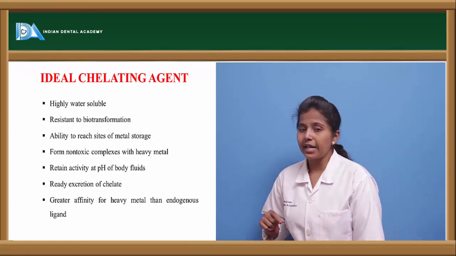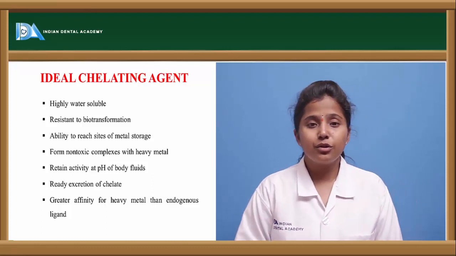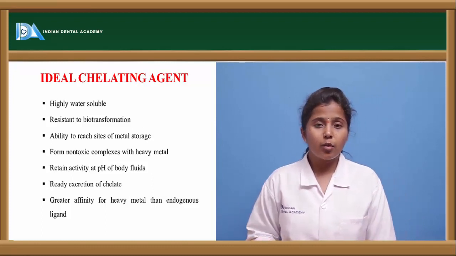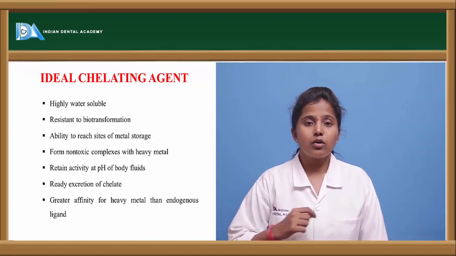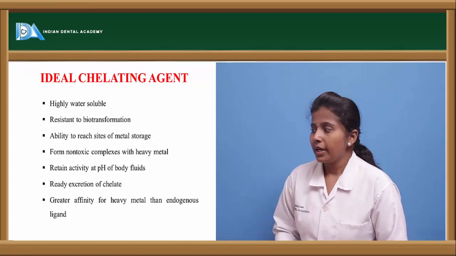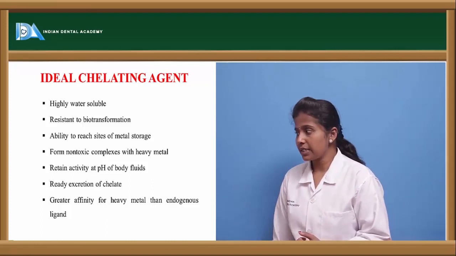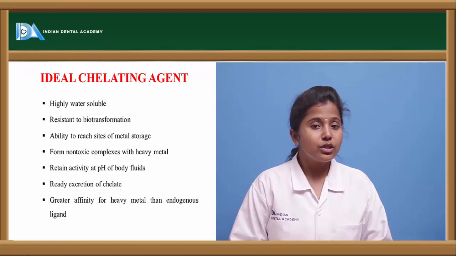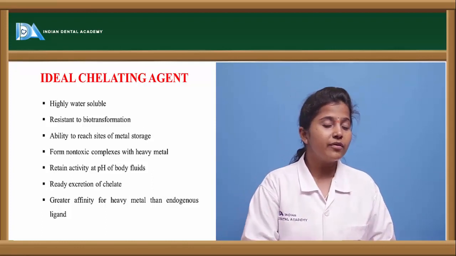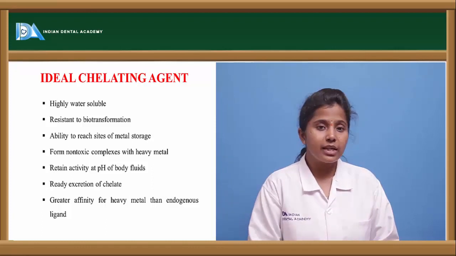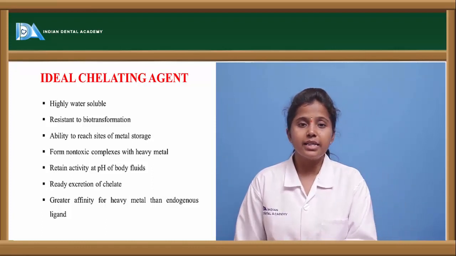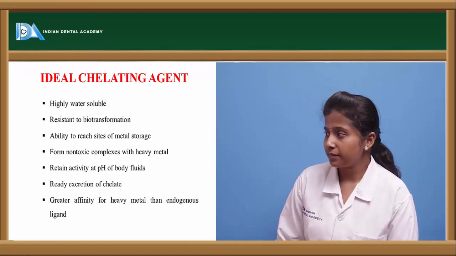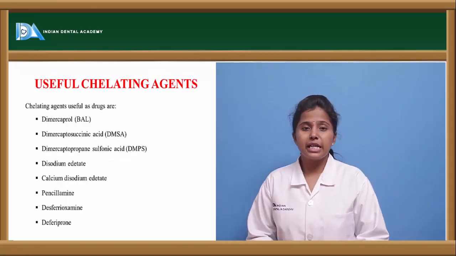The other one is ready excretion of chelate. So it should be easily excreted out of the body. If the chelating agent remains in the body for a longer period of time, it also shows side effects or adverse effects. It should have greater affinity for heavy metals than endogenous ligands. So there are various ligands present in the body. So this chelating agent should have more affinity than these ligands. If a ligand has greater affinity than the chelating agent, then this ligand goes and binds with the heavy metal instead of this chelating agent.